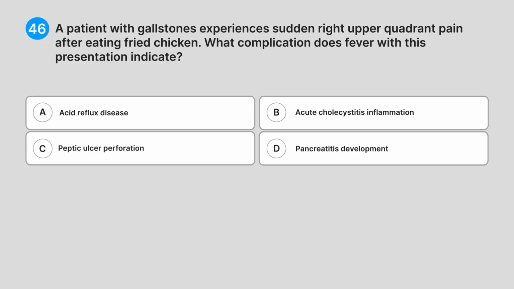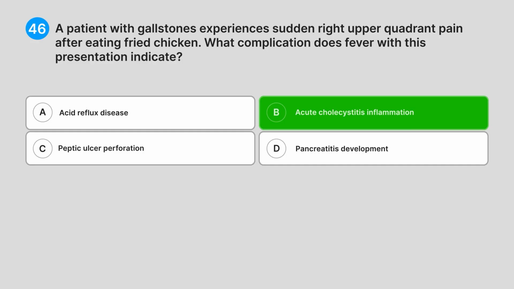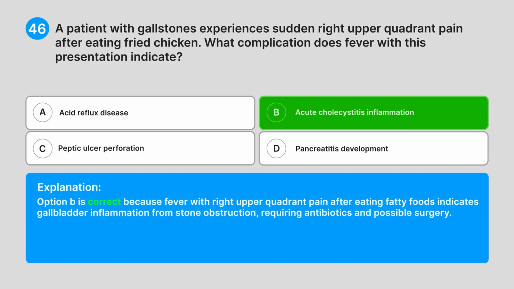Correct answer, B. Acute cholecystitis inflammation. Explanation. Option B is correct because fever with right upper quadrant pain after eating fatty foods indicates gallbladder inflammation from stone obstruction, requiring antibiotics and possible surgery.